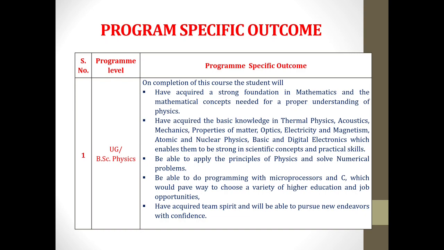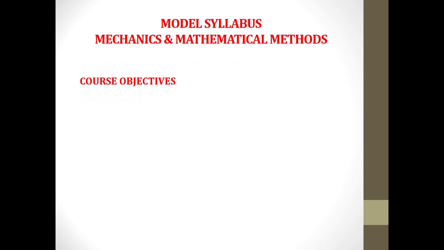For example, I have given 5 program specific outcomes, so I can name them as PSO 1, program specific outcome 1, program specific outcome 2, 3, 4 and 5. Then this is the model syllabus which I have chosen for a sample to show.